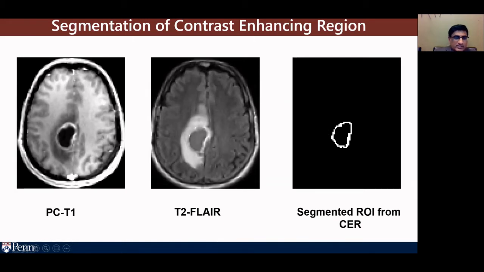As you can see, these two images are co-registered. After co-registration, we use mathematical algorithms to segment this particular contrast enhancing region. Then we overlay these segmented ROIs on the parametric maps to determine the corresponding values. It may be diffusion tensor imaging derived parametric maps, or perfusion weighted imaging parametric maps, or maybe metabolic maps like choline to NAA maps, or maybe choline to creatine maps.